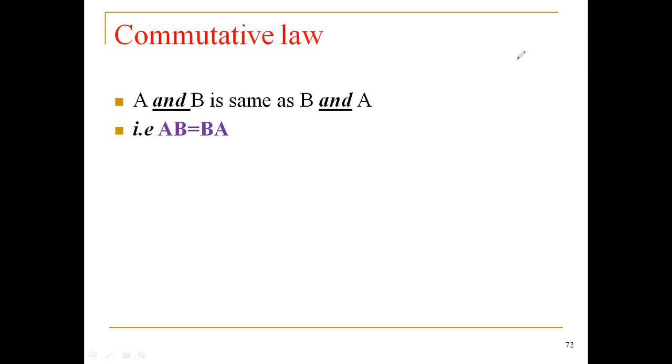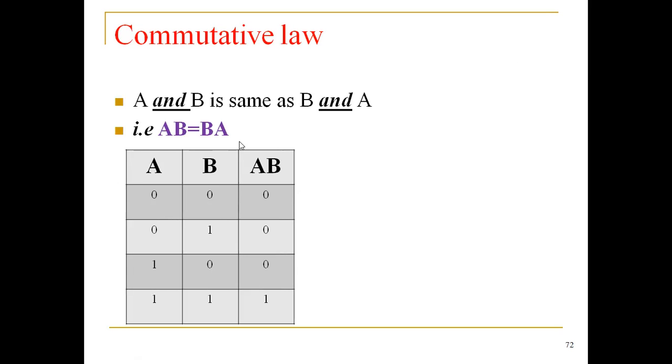Based upon this, the same thing whatever I explained here is shown in this truth table. My input may be A equal to 0, B equal to 0, A dot B or A multiplied by B equal to 0. 0, 1 means 0; 1, 0 means 0; 1, 1 means 1. What is this? Same thing.